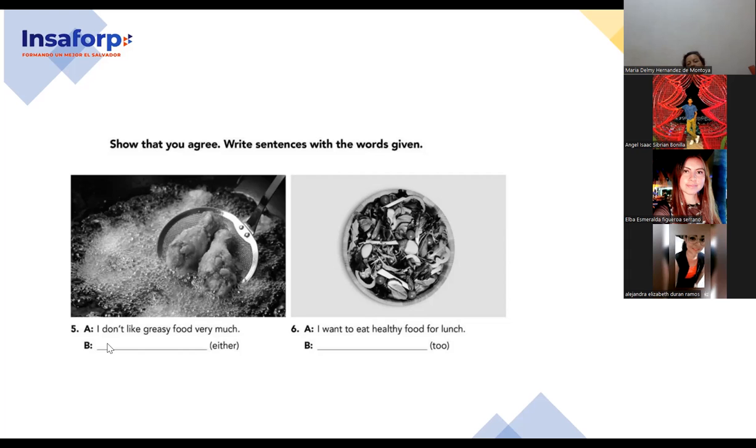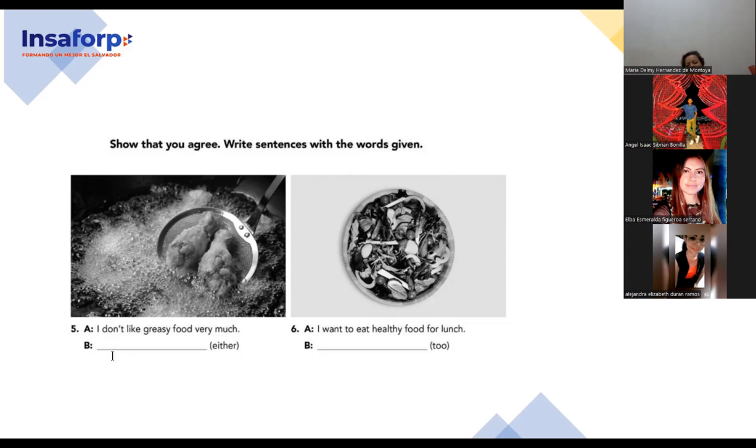Okay, thank you. Read the statement letter A and then agree with this person, please. Like this. I don't like greasy food very much. Either can I? Okay, does either go at the beginning or at the end? At the end. Oh, very good. So what is the expression? I can either. Okay. Do we have can in the sentence?